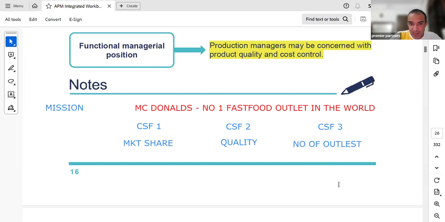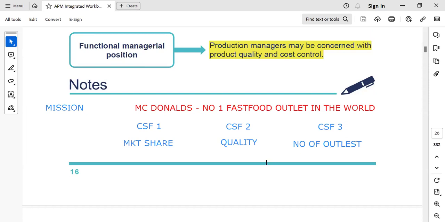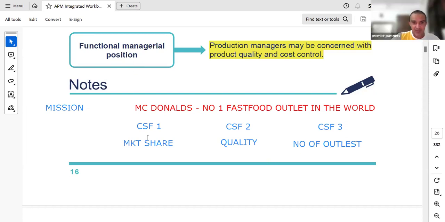Right. Now I'll explain to you again. If your quality is number one, and if you have the largest network of outlets, and if you have the biggest market share, then you can become number one fast food outlet in the world. Yes or no? Agreed? Yeah. Right. So we have the mission statement, and we have the critical success factors.